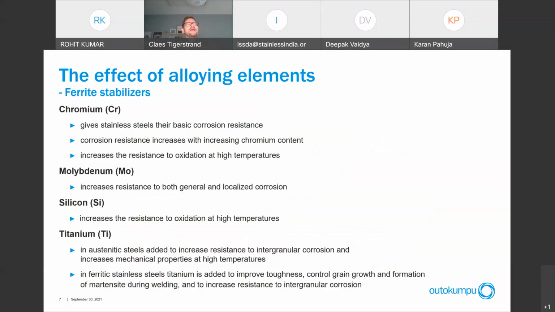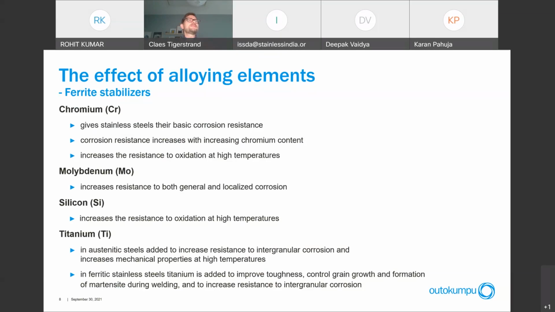So if we're looking at the influence of different alloying elements, of course, it's a steel, so most of it is actually iron, but then we add alloying elements, and some of the alloying elements are ferrite stabilizers, meaning that they will promote a ferritic structure. And as we already know, the most important alloying element is chromium. The chromium gives the basic corrosion resistance. It's needed there to create the passive layer.